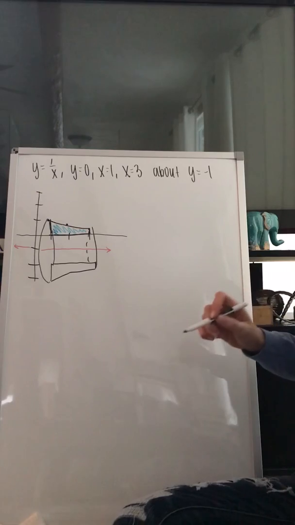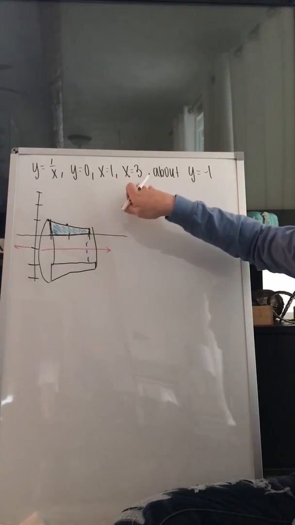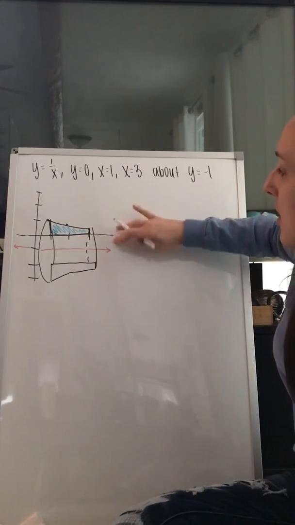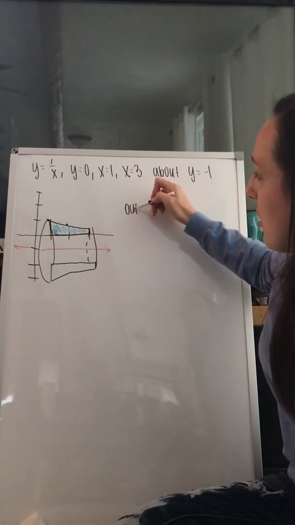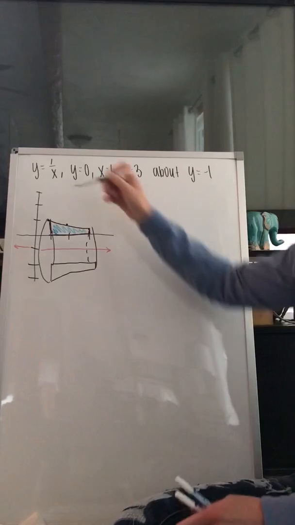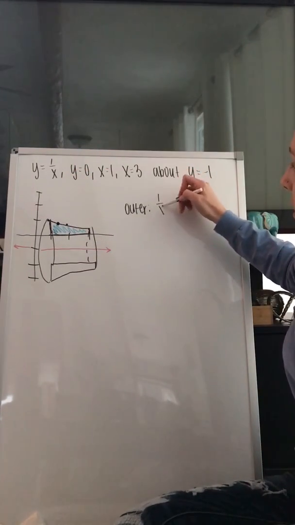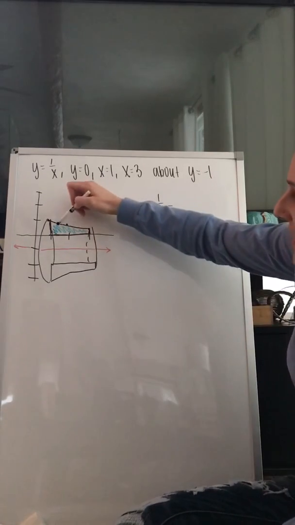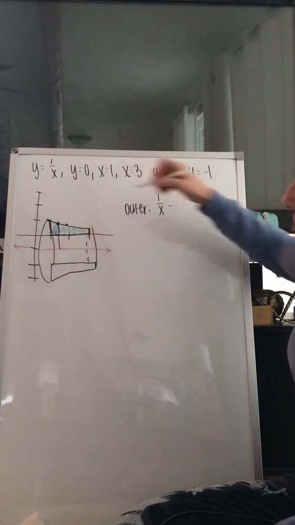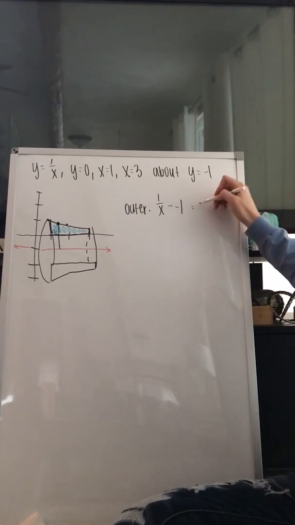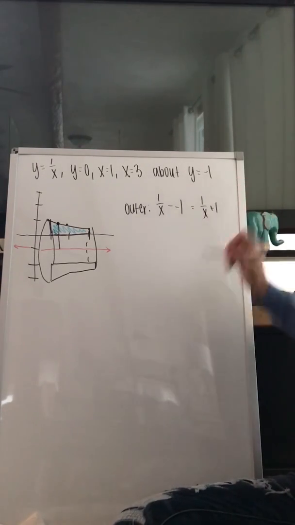All right. So again, we don't have to worry about intersections. We already know where we're starting from and ending at. So when we go to calculate our outer radius, our topmost function here is 1 over x, and I'm subtracting down to my axis of rotation, which is -1. So 1 over x minus -1 is going to give me an outer radius of 1 over x plus 1.